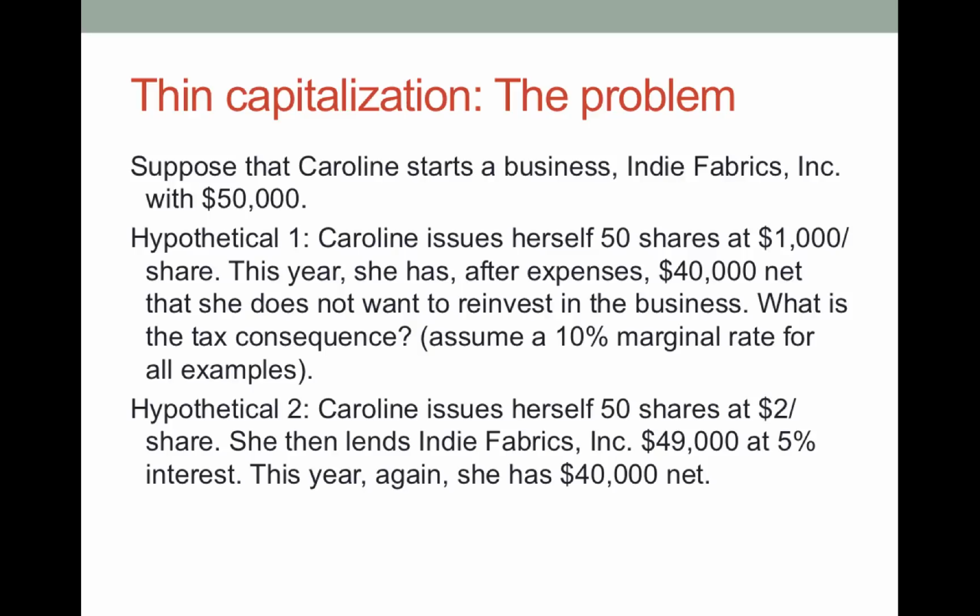In hypothetical number 2, Jennifer issues herself 50 shares of stock at $2 per share. She then lends Indie Fabrics $49,000 at 5% interest. Now notice that Indie Fabrics has ended up with the same amount of money as it did in the first instance. In the first hypothetical, Caroline started with a $50,000 contribution, meaning she was buying shares worth $50,000. In the second example, she has again put $50,000 in, but $49,000 of that is a loan.